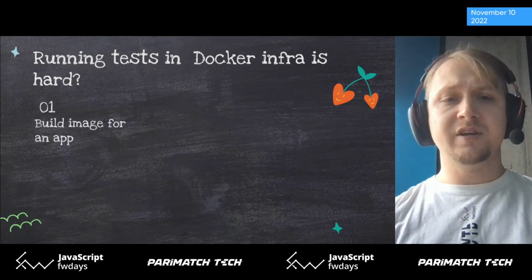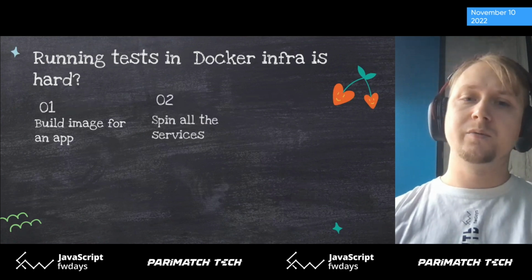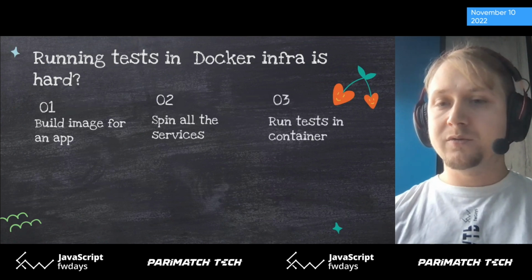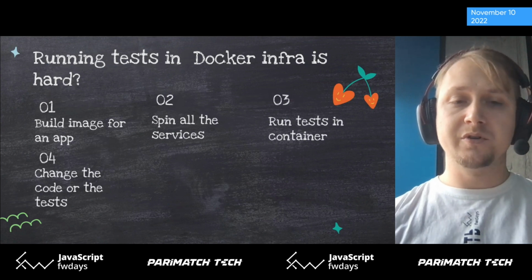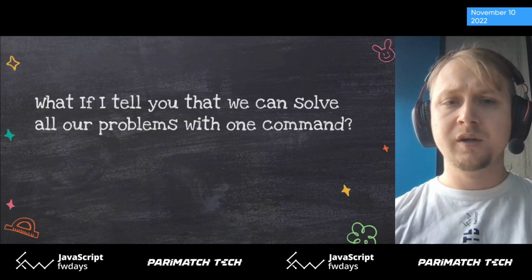Okay, so in order to run tests in Docker infrastructure, we need to build an image for the application with tests, right? So we need to spin up all the services, third parties. Then we need to run all the tests in containers. Then, if we need to change the code or the tests, what? We need to repeat all the steps from 1 to 4? It doesn't sound convenient at all.